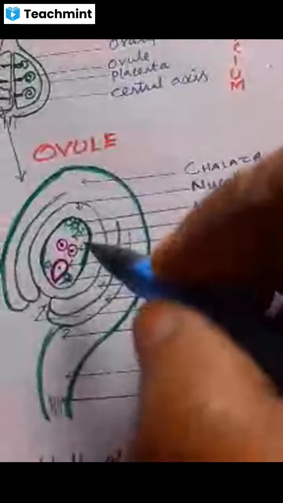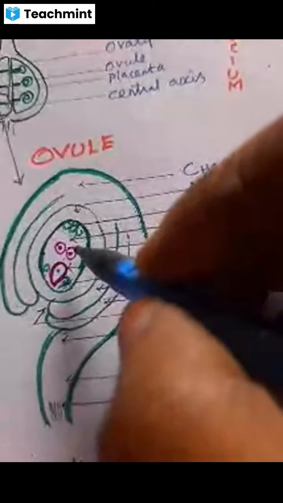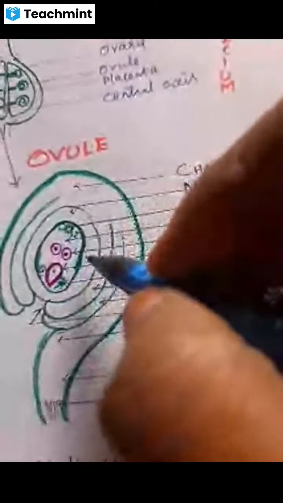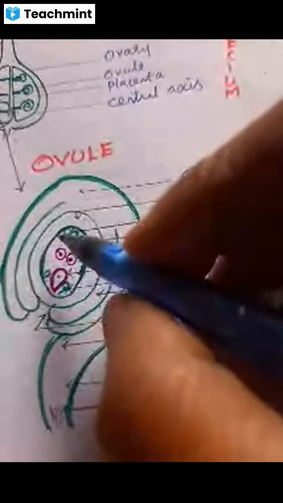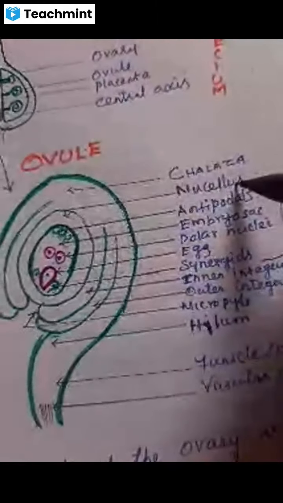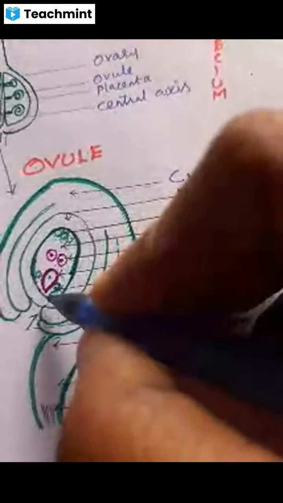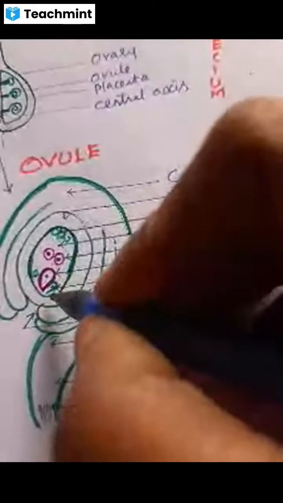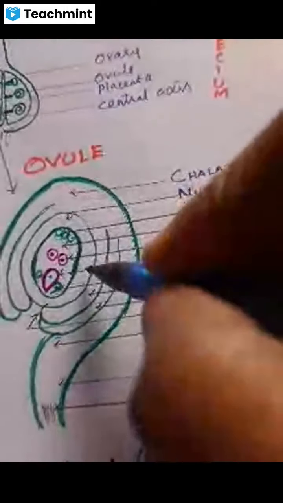Here this ovule consists of the embryo sac. This embryo sac is the main part, which is derived from the nucellus. A cell in the nucellus in the micropylar region enlarges and becomes the embryo sac. That is nothing but the ovule.